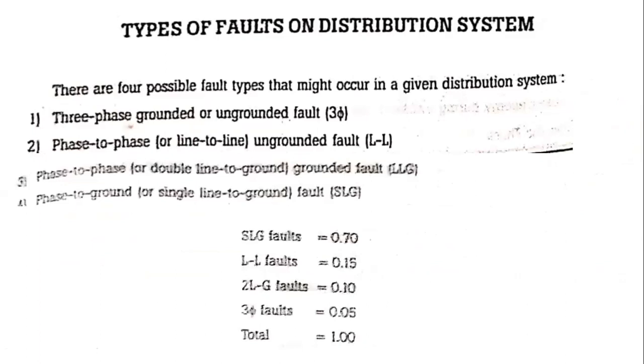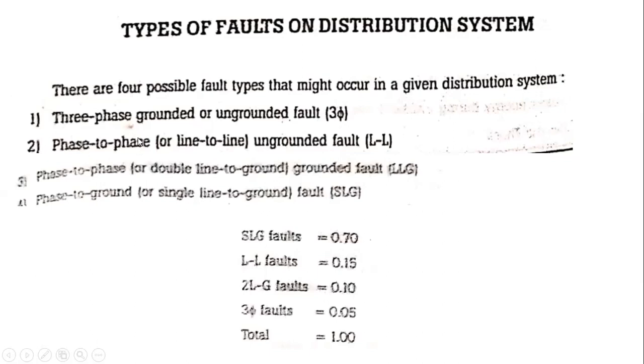Mainly there are four possible faults that might occur in distribution systems. The following types of faults occur in distribution systems. The first one is the three-phase grounded or ungrounded fault.